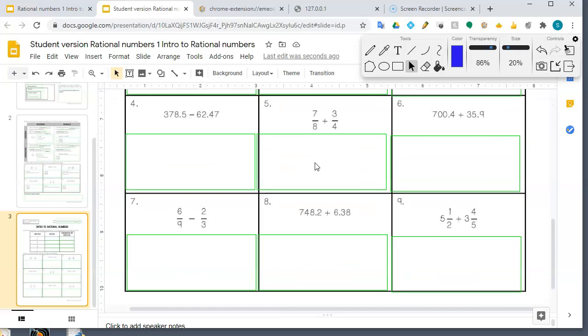Then you'll notice you also have an ALEKS assignment. And we'll be going over that. You'll have multiple tries on that, and you'll see the deadline when you look into your ALEKS page.